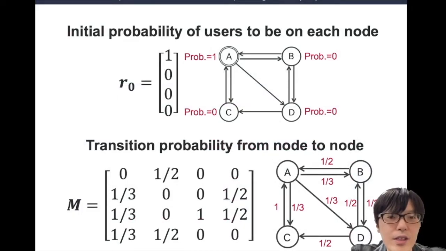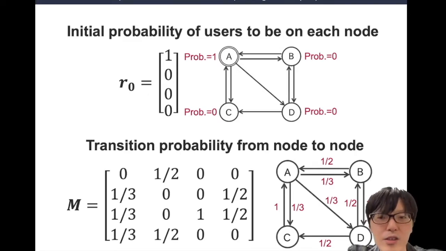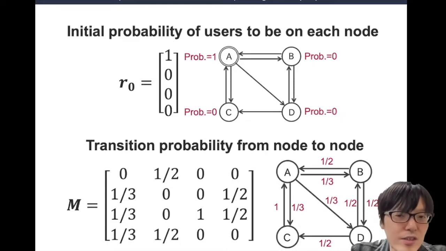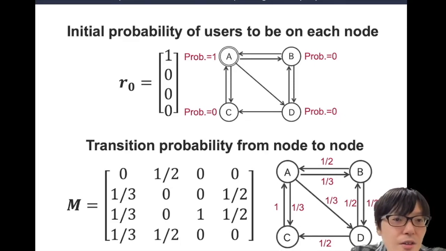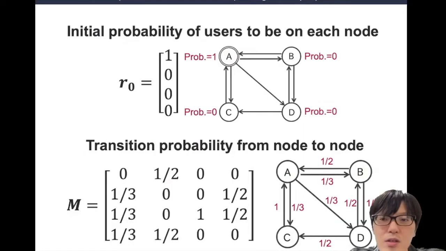So we can handle these PageRank computations by using mathematics, especially linear algebra. Let's see the mathematical procedures to calculate the PageRank scores. At first, we represent the initial probabilities of users to stay on each node before starting transition by using the vector R0. And also we represent the transition probabilities from node to node by using the matrix M like this.